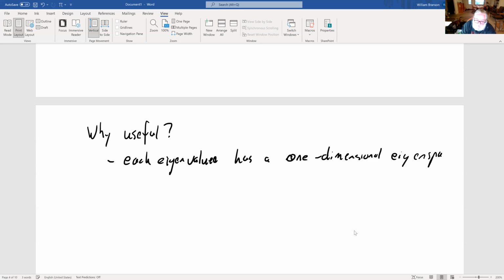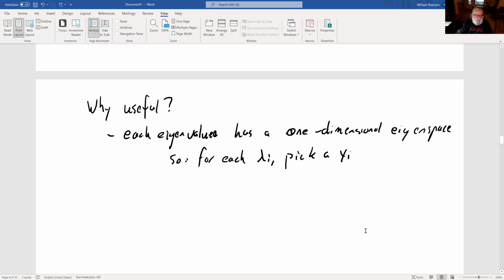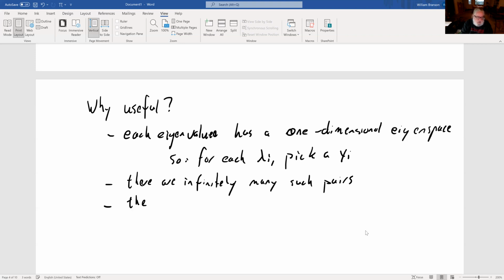Each eigenvalue, we didn't prove this, but it's true from above, has a one-dimensional eigenspace. So for each lambda i, you can pick a particular solution yi that corresponds to that eigenvalue. And we know then that we have picked up all the possible eigenfunctions, because all the eigenfunctions for lambda i are multiples of yi. There are infinitely many such pairs. And finally, the eigenfunctions that we pick from these pairs are all mutually orthogonal.